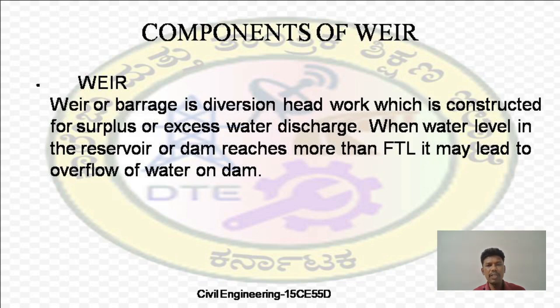If there is any overflow on the dam, what happens? There may be a possibility of failure of the dam, erosion may occur, there may be chances. We can avoid that by the weir. By providing a weir we can provide a discharge of excess water. For that purpose we will provide the weir.